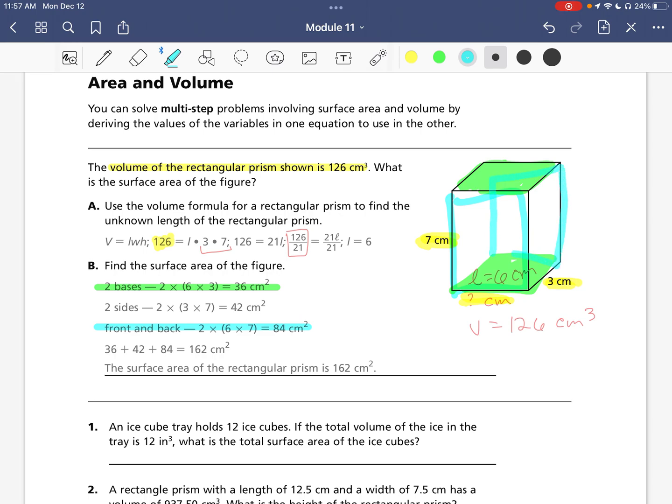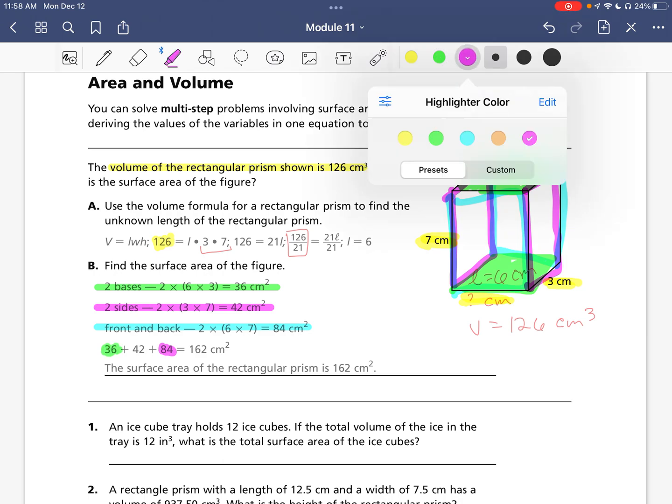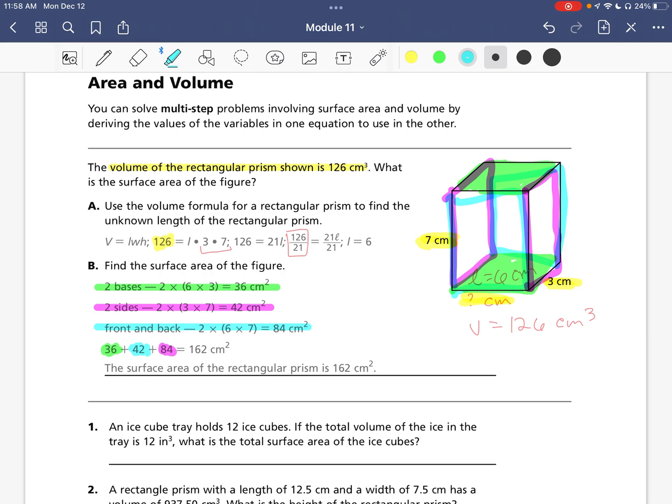I'll try and visualize this for you here. And then our side. So if it were a cube, your sides would all be the same, but this one isn't, so we're going to have to do another color here. And we have our sides here. And then we got to add them all together. So we're going to take our sides and our base and add that with our front and back, and we end up with 162 centimeters squared.